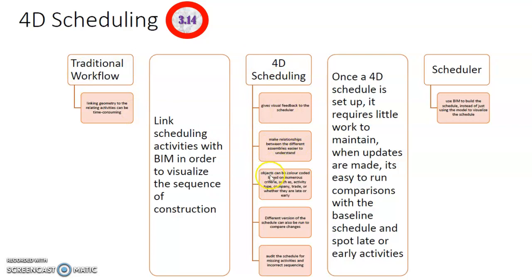The objects or the components can be color-coded based on numerous criteria such as the activity type, which company, which trade, or whether they are late activities or early activities. Different versions of the schedule can also be run to compare the changes and to allow the stakeholders to plan for alternatives. And it can allow for auditing the schedule for missing activities and incorrect sequencing.